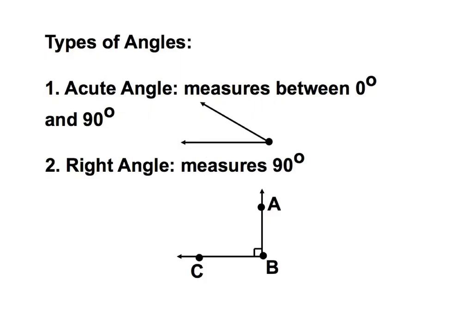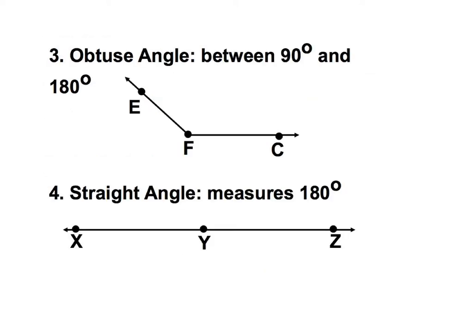Types of angles. We talked about these when we did triangles. You have your acute angle between 0 and 90. Your right angle that measures 90. And what's one of the ways we identify a right angle? With the square. The square that's in the corner. We also have the obtuse angle between 90 and 180. And then the straight angle that measures 180.